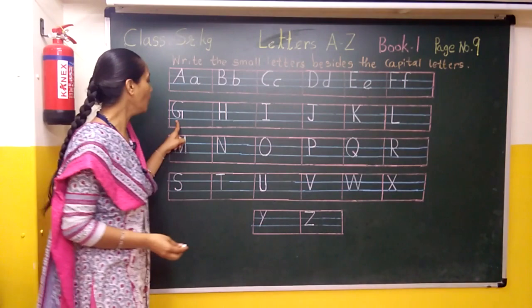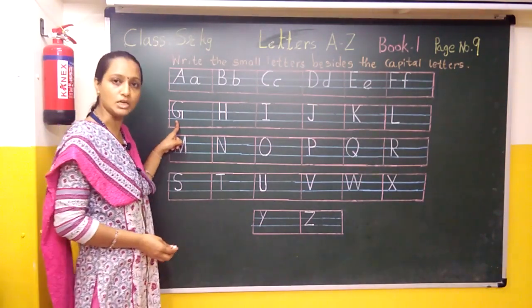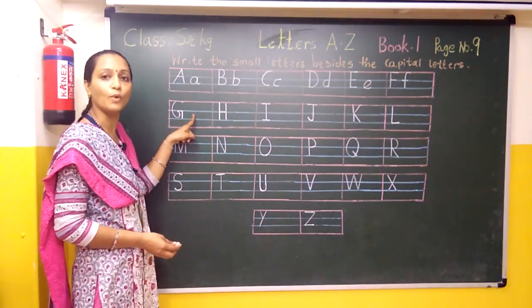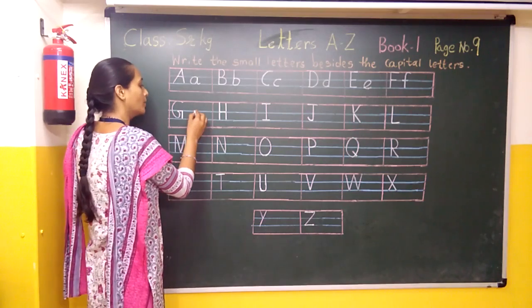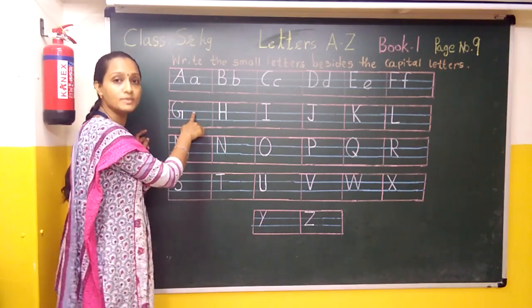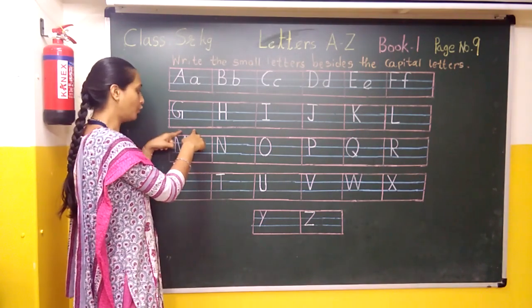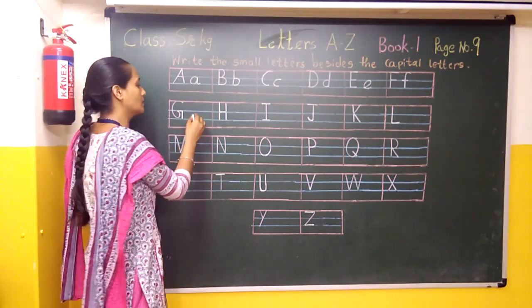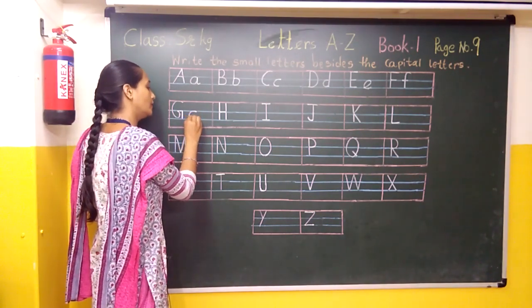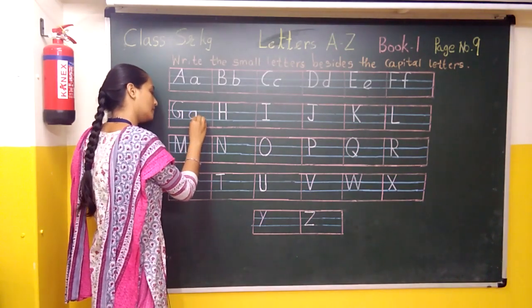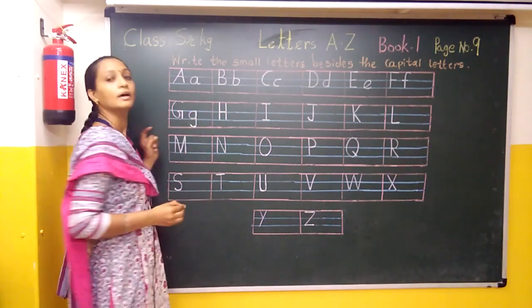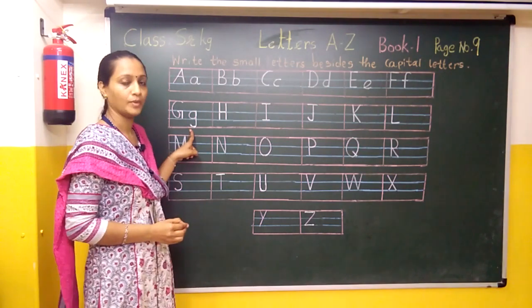Now, here is capital G. Here we have to write small g. We have to start from the second line, then we have to touch the fourth line, which is red in color. So, first of all, we have to write like this, and then we have to touch it and complete the g.